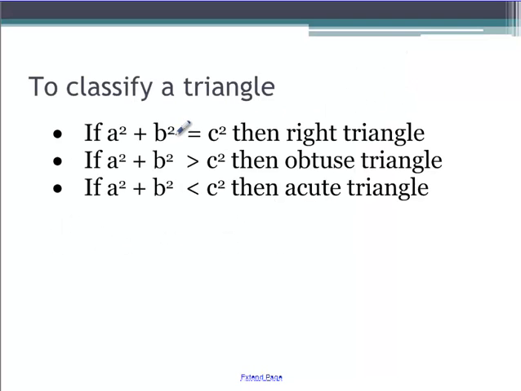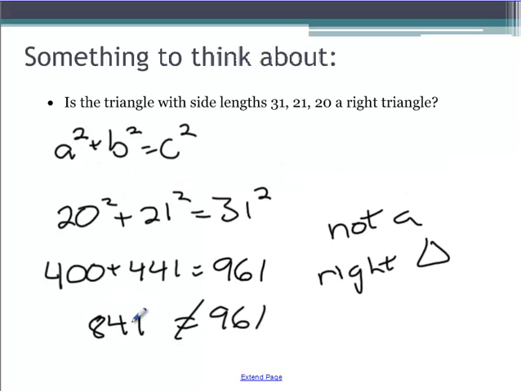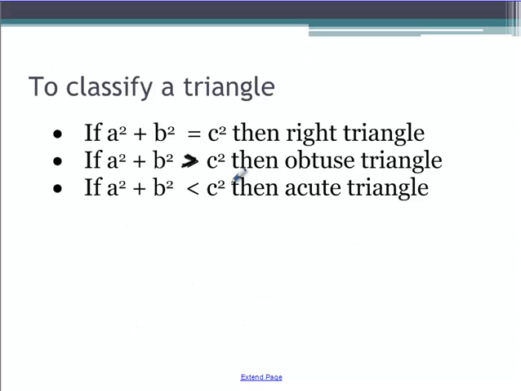So what if it's not a squared plus b squared equals c squared? If a squared plus b squared is bigger than c squared, it's an obtuse triangle. Going back here, a squared plus b squared was actually less than. So we're looking at this third example. If a squared plus b squared is less than c squared, then it's an acute triangle. So the triangle we actually had with side lengths of 20, 21, and 31 is actually an acute triangle.